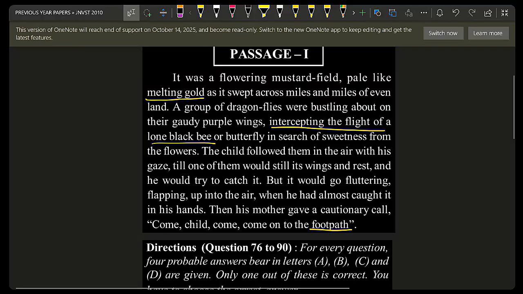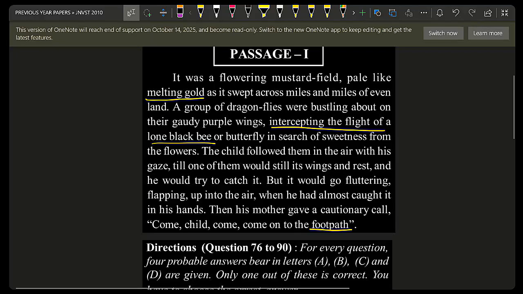Sir, one more doubt. Yes. Sir, 78, the child followed the black bees also, no, sir? No, the dragonflies. The black bees are intercepting the flight of the dragonflies, but the child follows the dragonfly.